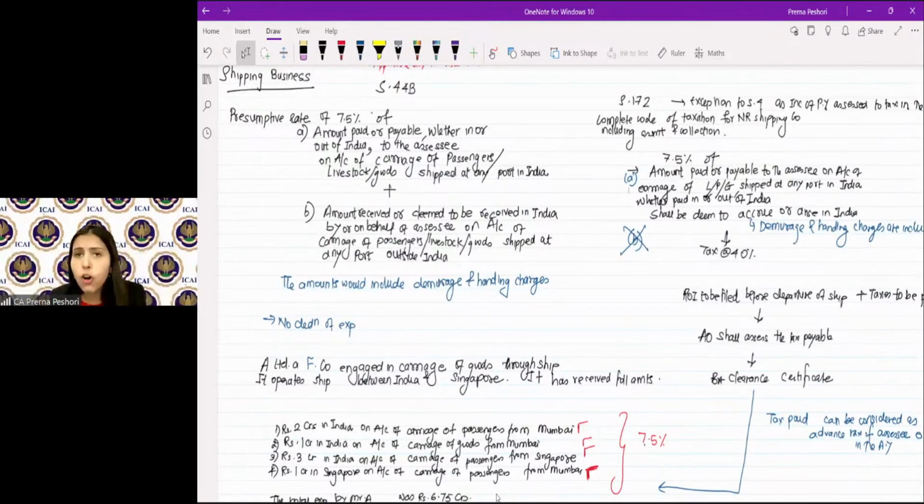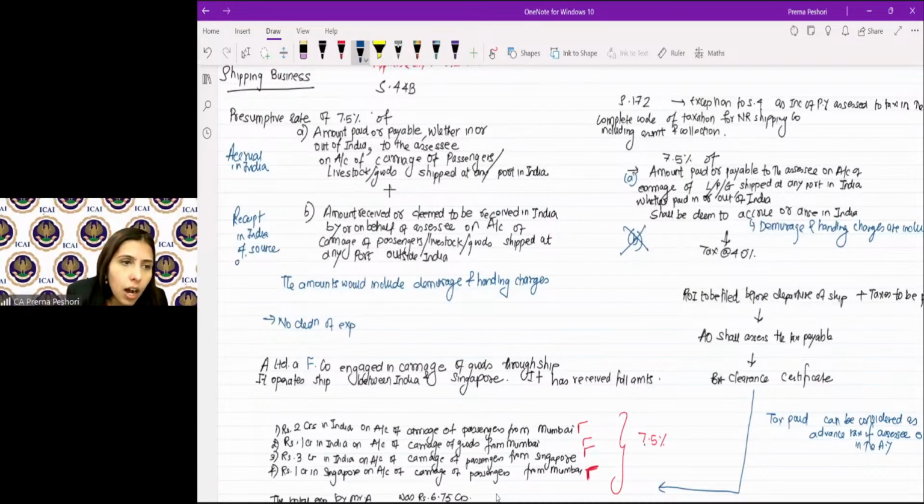So under 44B, there is accrual and there is receipt. This is the accrual in India because the shipment is coming to India. This is the receipt in India of the source outside India.